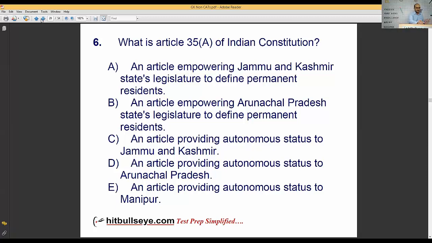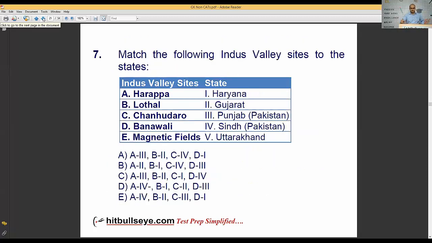Okay, moving on. Next. Match the following Indus Valley sites to their respective states.